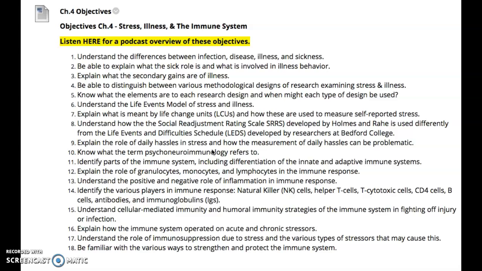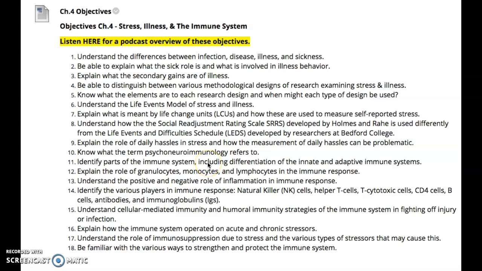They've often been underestimated in terms of how much damage they do, but chronically over the long term, if a person is not dealing well with those daily hassles, it can affect them negatively over time.